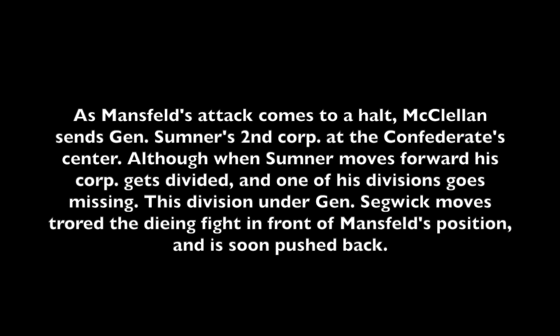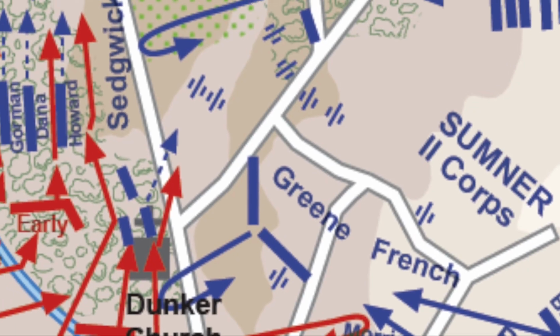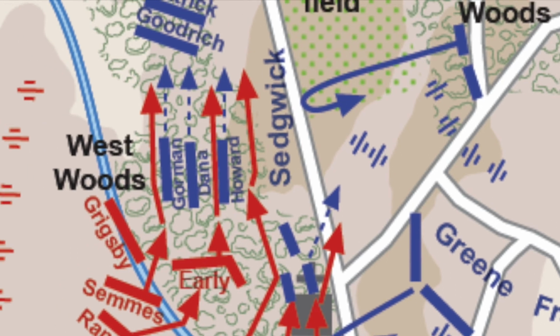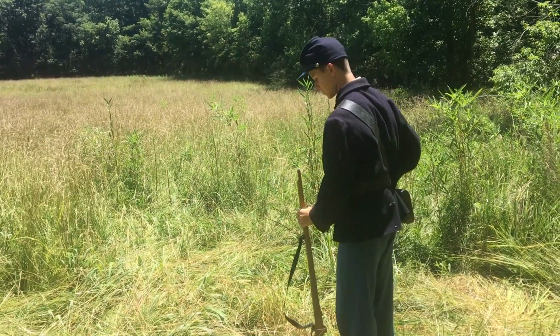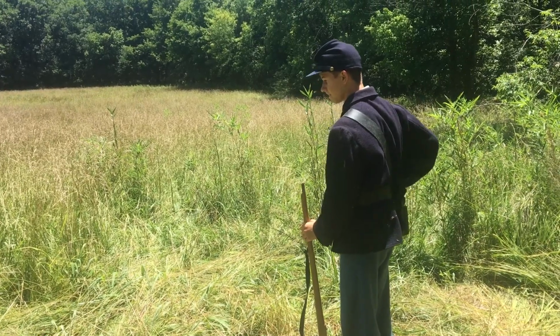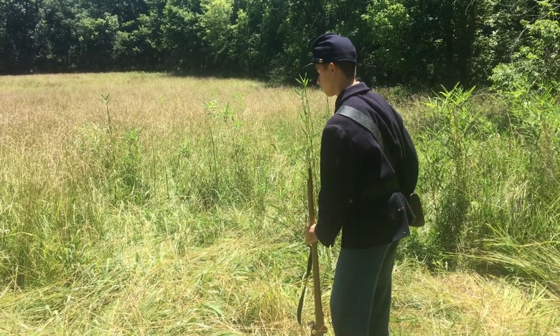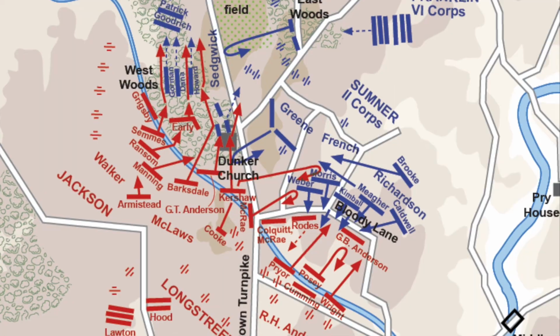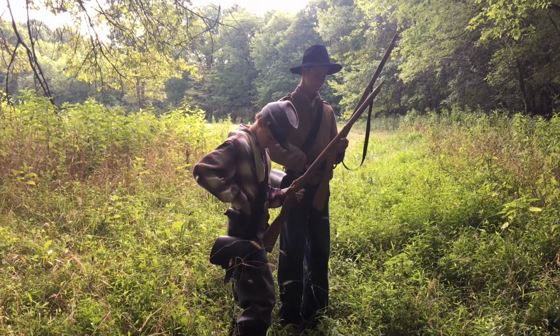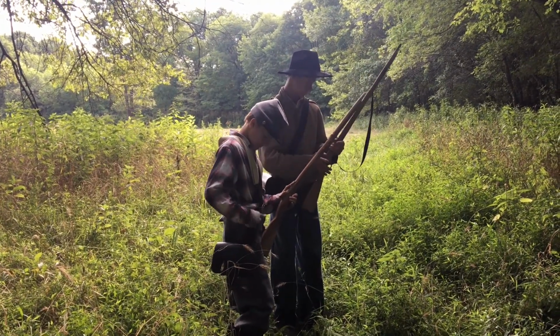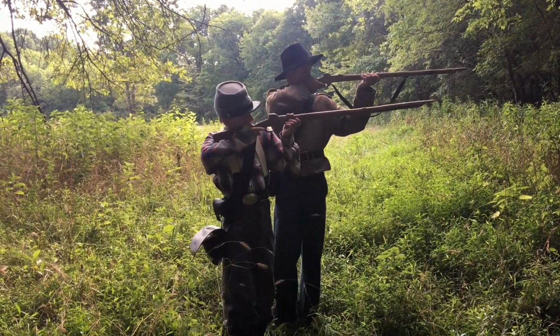As Mansfield's attack comes to a halt, McClellan sends General Sumner's 2nd Corps at the Confederate center. Although when Sumner moves forward, his corps gets divided and one of his divisions goes missing. This division, under General Sedgwick, moves towards the dying fight in front of Mansfield's position and is soon pushed back. Meanwhile, Sumner's other 2 divisions are advancing towards the rebels' center. Little do they know that the Confederates are in a sunken road and are waiting for them.